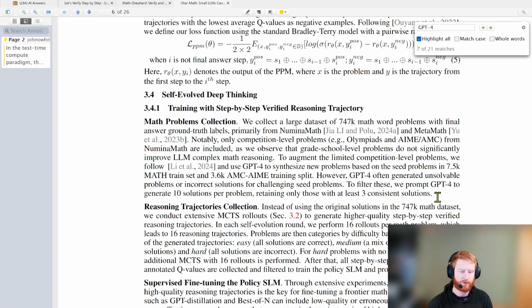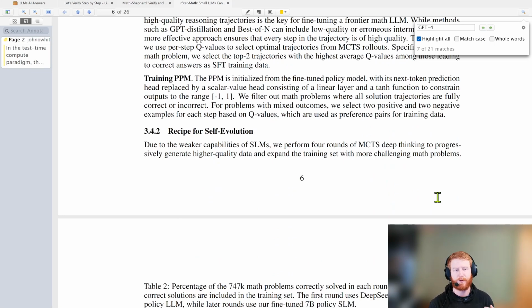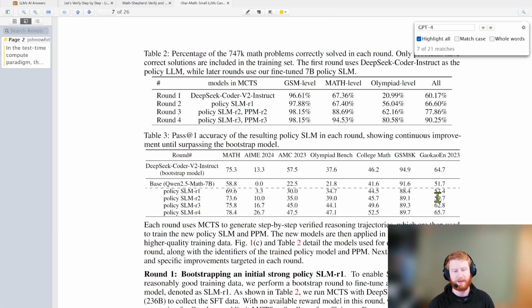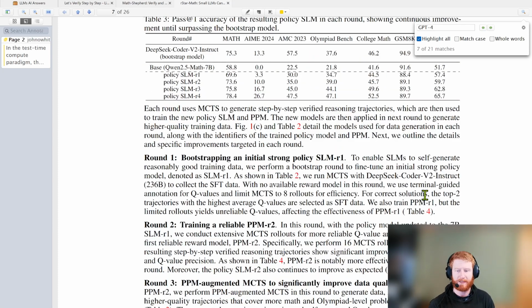Okay, so what they do starting out initially is they say, well, let's also bootstrap that fine-tuning data that we need to train a model to do one step at a time. Let's do that with DeepSeek Coder v2. So again, this is a 230 billion parameter model.